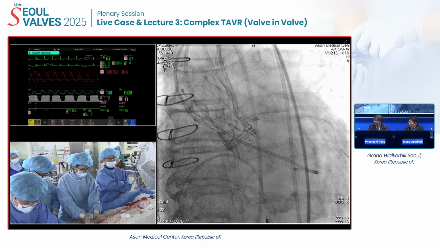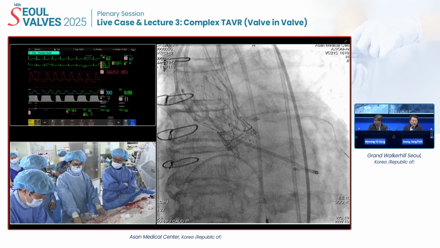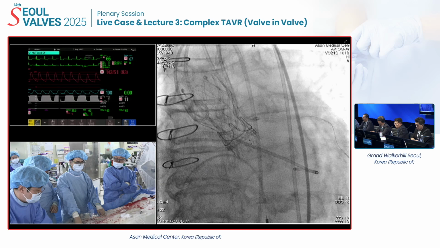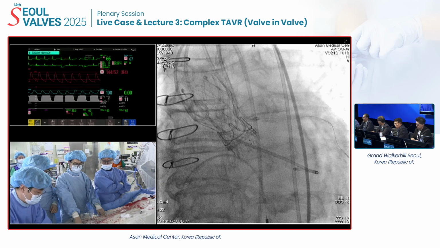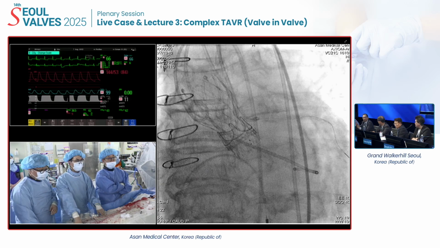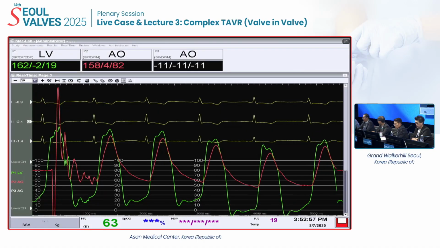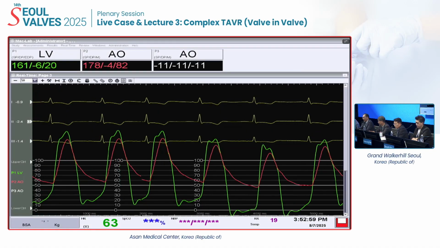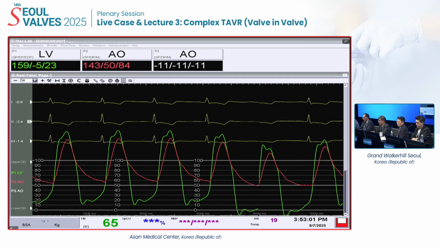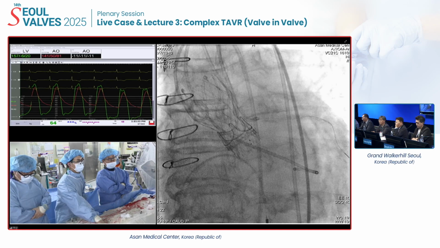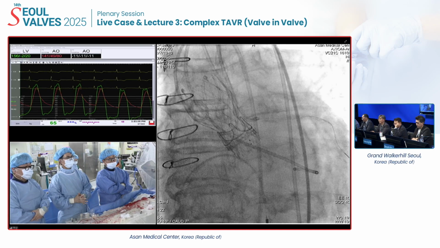Using or deploying self-expanding valve, especially for a small valve, the beauty of it is that it doesn't expand the pores of the surgical valve anymore. So coronary obstruction risk is not as high as when you push it out with the balloon expandable. Okay, can you see the hemodynamics?